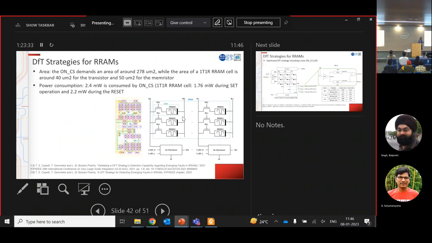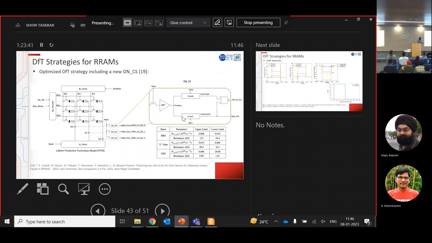Which means that you are going to decrease the area overhead and power overhead associated with the introduction of the sensors. Okay, so this is the optimized version where you now have a memory block at 3x3, or you have these 1T1R cells here, with all peripherals, and you put in one on-chip sensor for each column.